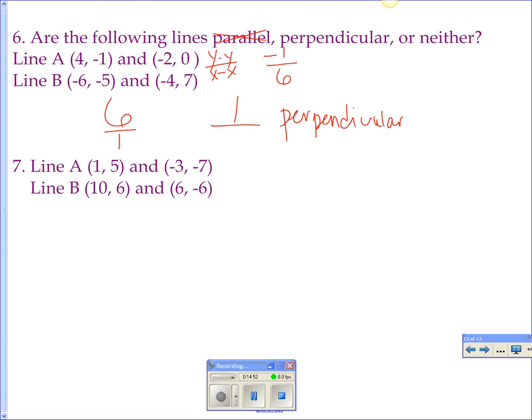All right, number 7, Rebecca, what do I have to find out about line A and line B? The slope. Okay, so parallel and perpendicular is all about the slope. About that slope, about that slope. All right, Caitlin, how do I find the slope of line A? Good. Y minus y over x minus x. So 5 minus -7, 1 minus -3. This is line A. I should see everybody typing, but I want Elizabeth to give me the answer for A. And Natasha, give me the answer for B.